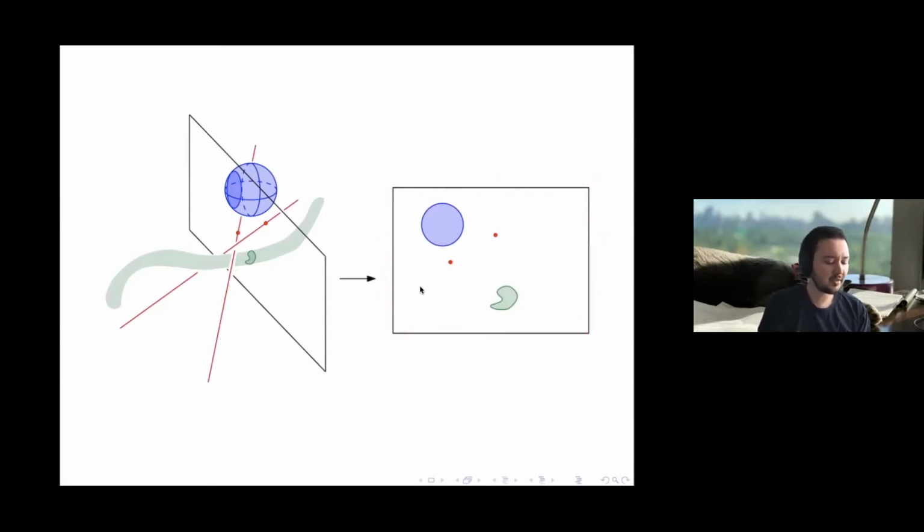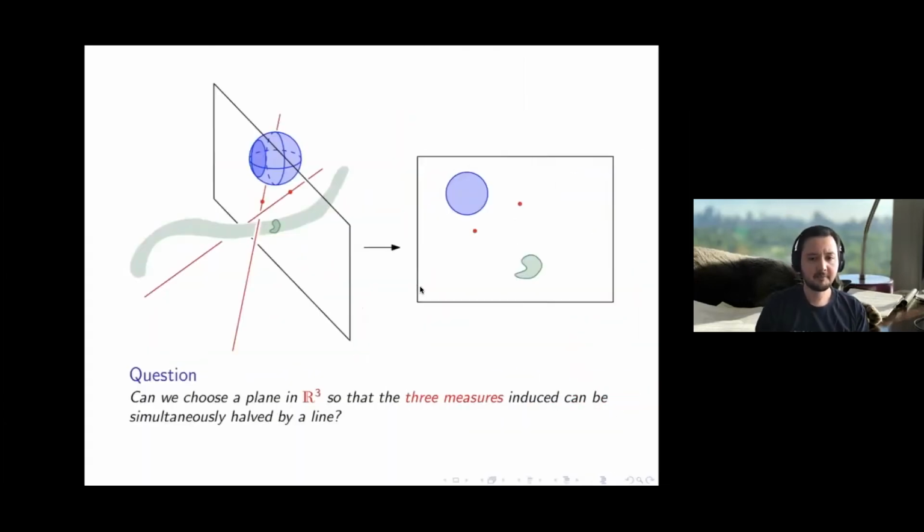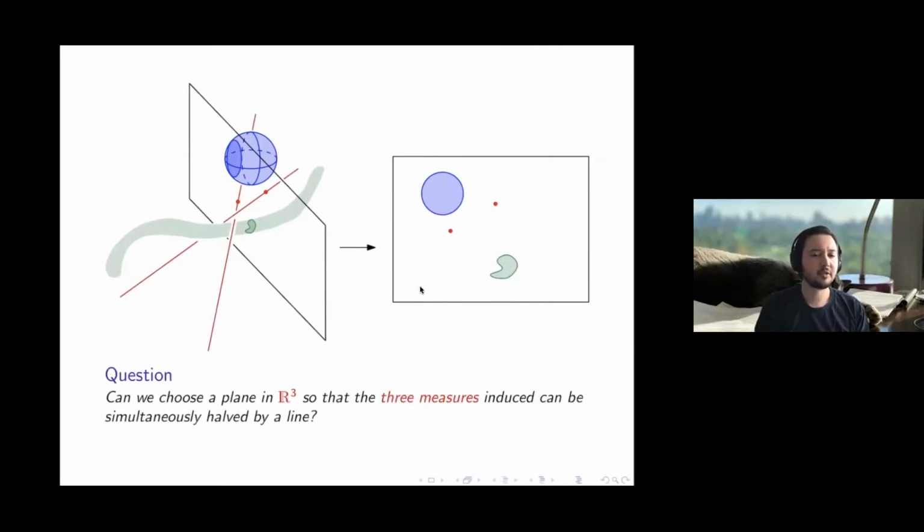And so my question is, if I allow you to choose this plane any way you want, can you always guarantee that in some case, of the 3 measures you'll have, there's going to be a line that halves all of them? So that's the extra freedom I'm getting from the usual Ham-Sandwich, that I get to choose this plane appropriately. I'm going to allow you to take any affine plane, so it doesn't necessarily have to go through the origin. So this is sort of the big question here.